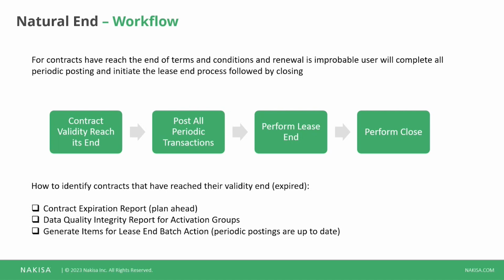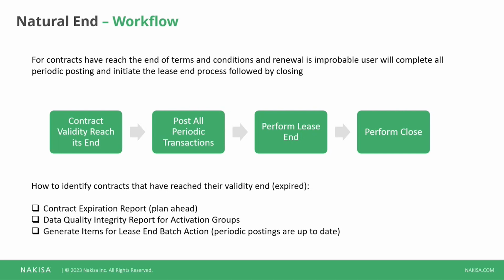We also have the data quality integrity report that you can run at activation group level, and you can use it in a similar fashion to the contract expiration report. You can use it as a planning tool, or to determine whether you want to go ahead and close those contracts because they're expired.